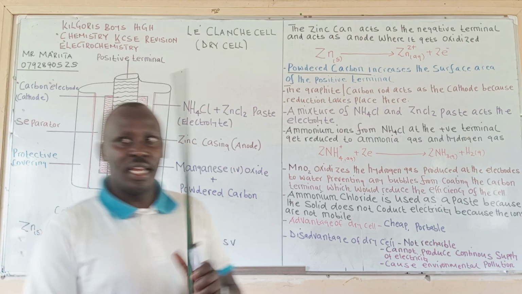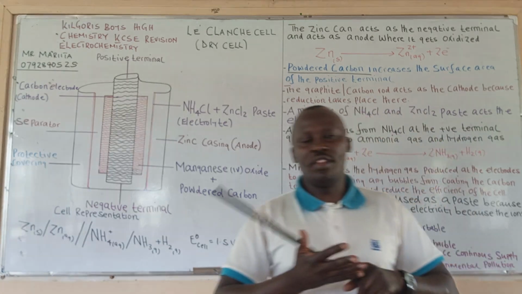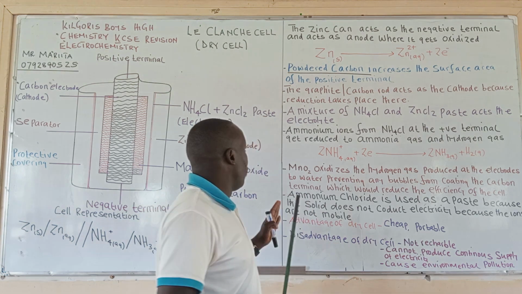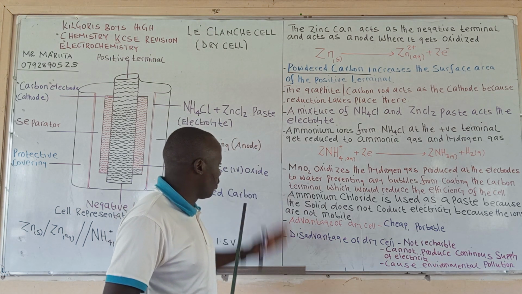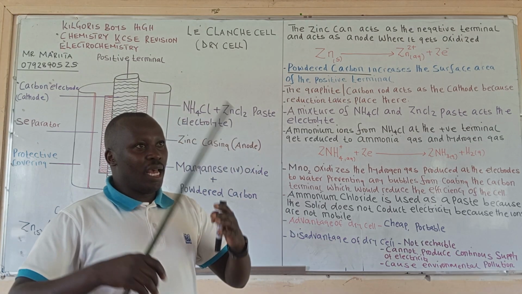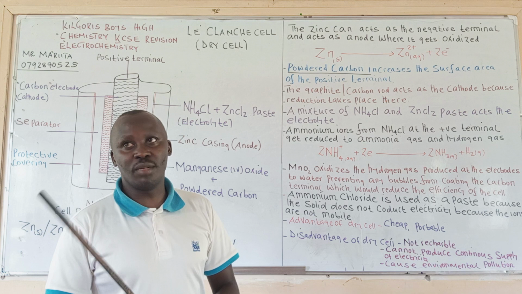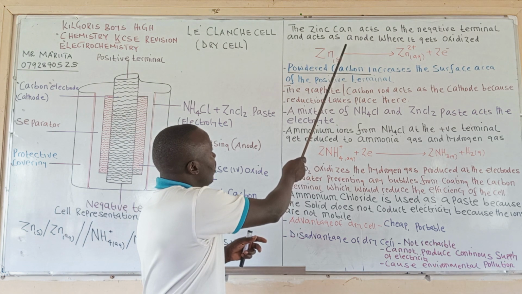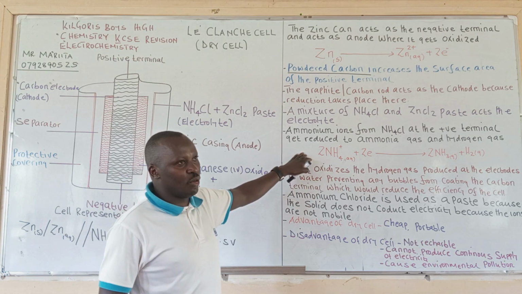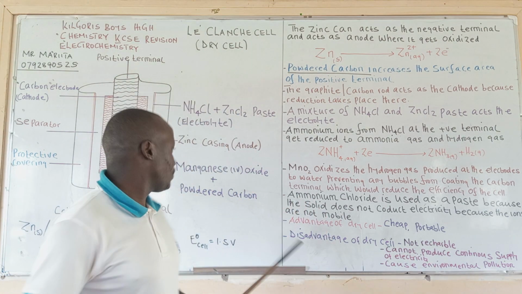So we have come to the end of our lesson. The main thing you need to understand here is to study the role of the powdered carbon, the role of the manganese oxide, and the reason why we are using the ammonium chloride as a paste, and then you will be able to write the equations on how the electrons are being produced. So we can have the equation at the anode where the zinc is being oxidized, and also the equation at the cathode where the ammonia gas and the hydrogen gas are normally produced.